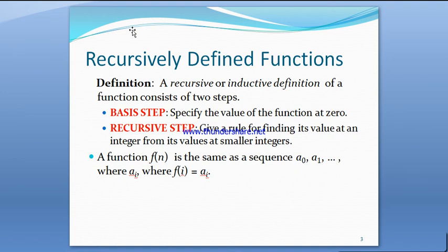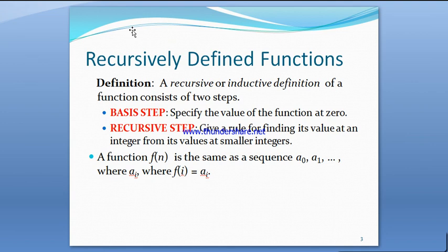When coming to the recursively defined functions, a recursive or an inductive definition of a function. Suppose we want to define a function recursively, we have to complete two steps. First one is the basis step, second one is the recursive step. In the basis step, we specify the value of the function at 0. In the recursive step, we give a rule for finding its value at an integer from its values at smaller integers. When the two steps have been completed, we say that the function has been defined recursively.